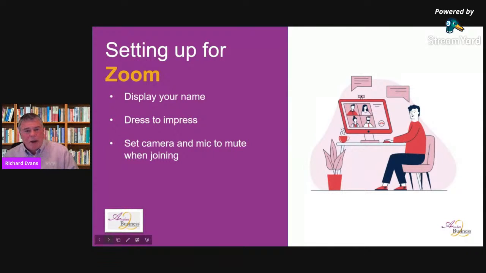Set your camera and your microphone so that they're going to be muted when you first join the meeting. Okay, that way you can set the call up, you can join the meeting, you can check everything, make sure you're happy with your surroundings and everything that's going on, and then when you're ready, then unmute your microphone and unmute your camera.